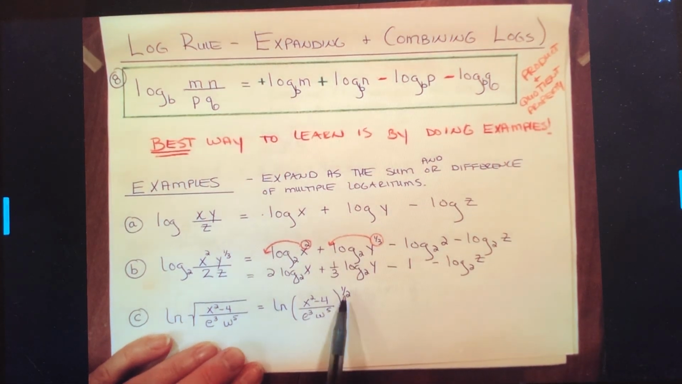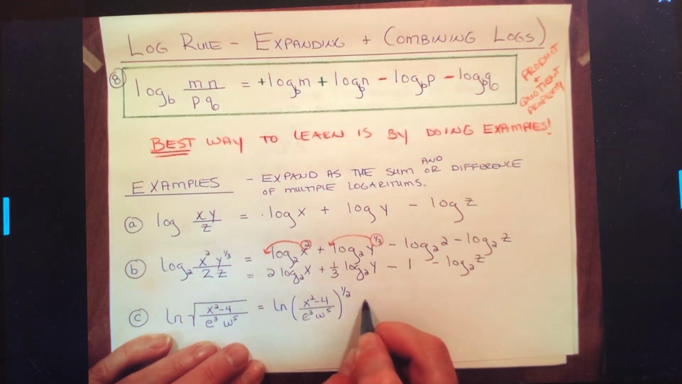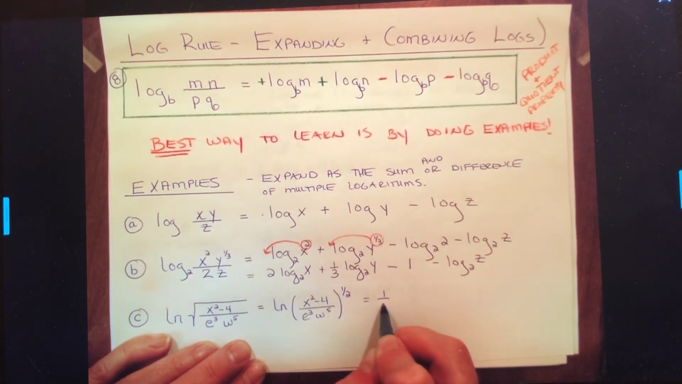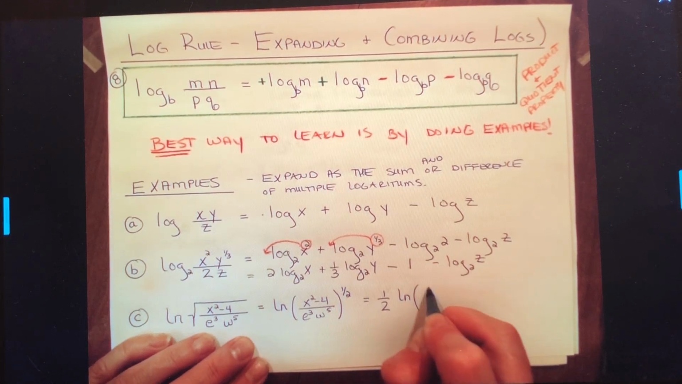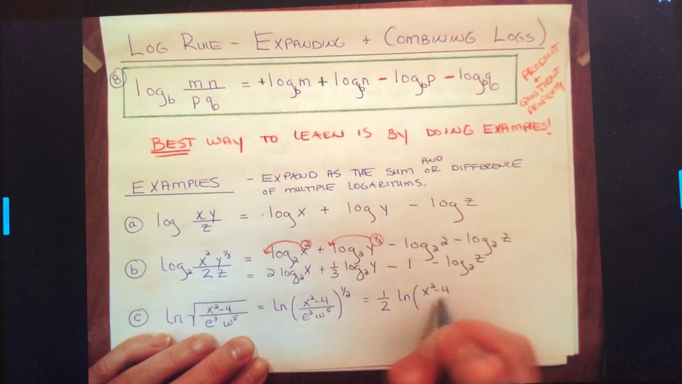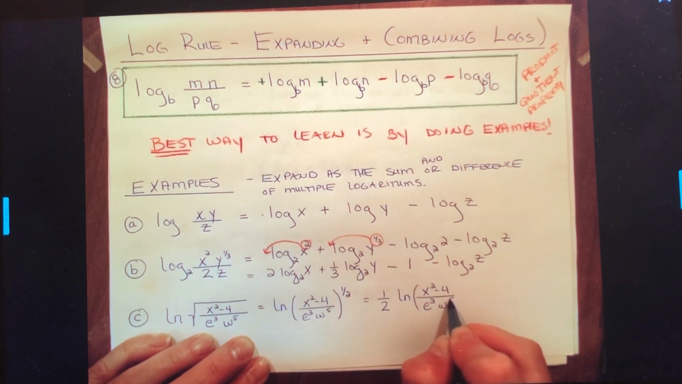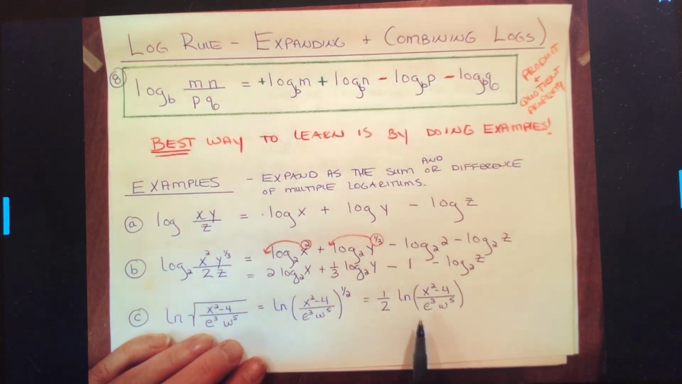Okay, so now that we have that accomplished, we're going to be able to use another log rule: if you have the log of an entire argument to a power, we can actually take that power and write it down in front. So let's do that next. I'm actually going to write this as 1/2 times the log of x squared minus 4 divided by e cubed w to the 5th. Okay, so now this is really ready for me to break it apart.